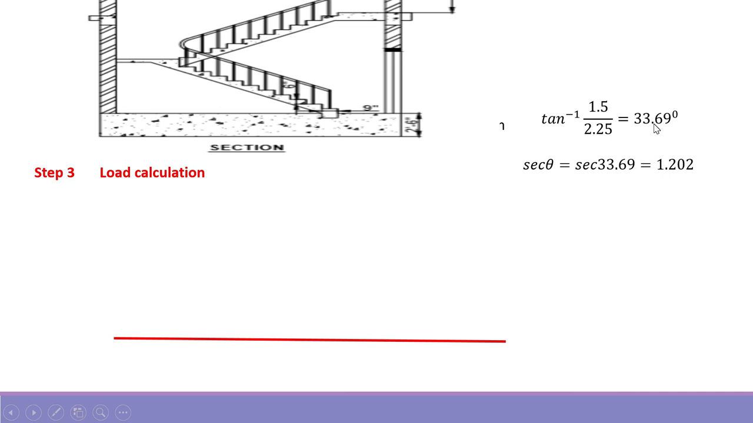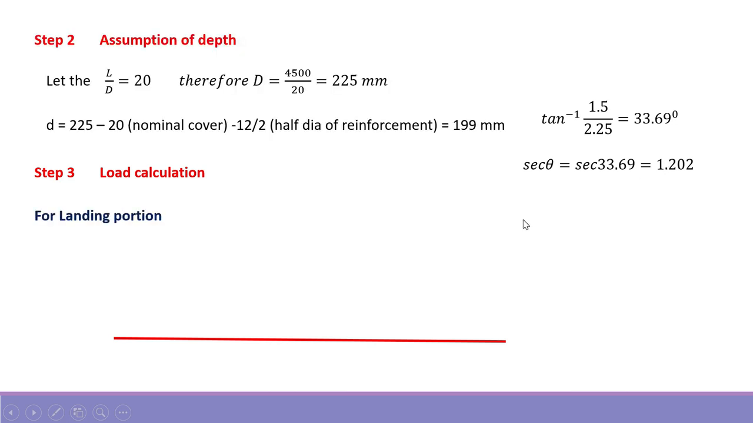Why are we considering this pitch angle? Because here the staircase is basically a folded plate. Instead of going into the complicated theory of a folded plate, we are trying to get the projected load of the inclined portion. If we project the load of the hypotenuse to the base, which is horizontal, we have to multiply it with sec theta. So it will become 1.202.